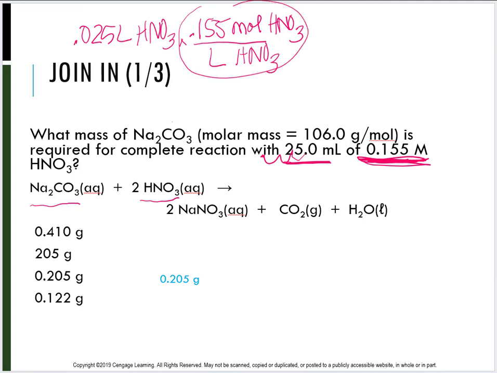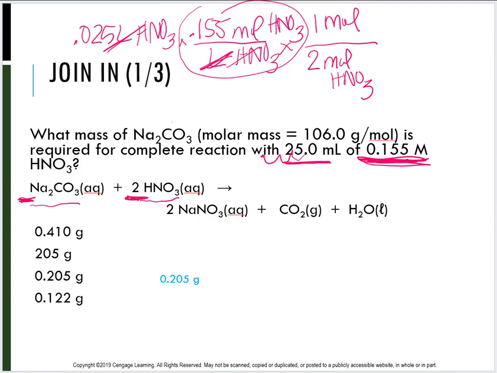And we don't need a number in front of that L, right? Because this unit right here is moles per liter. Oops, I didn't want to cross off moles. Notice that I can cross off liters and liters of HNO3. So now I'm at moles of HNO3. We want to get to moles of Na2CO3. Notice that there's 2 moles of HNO3 for every 1 mole of Na2CO3.